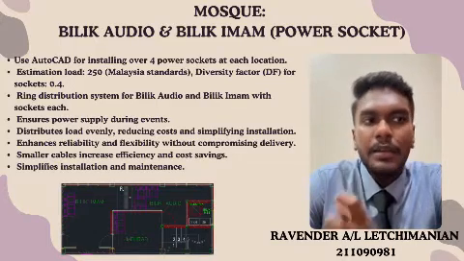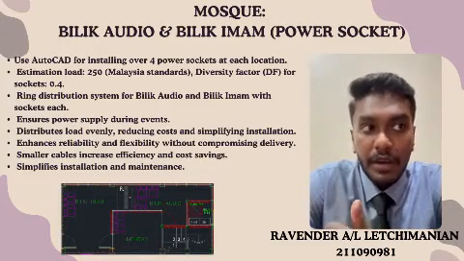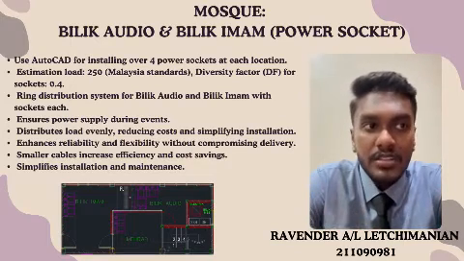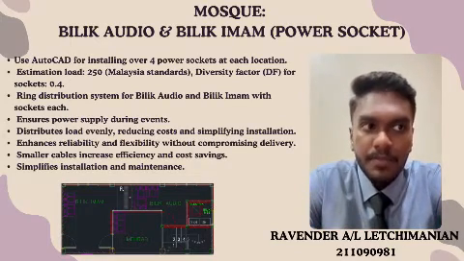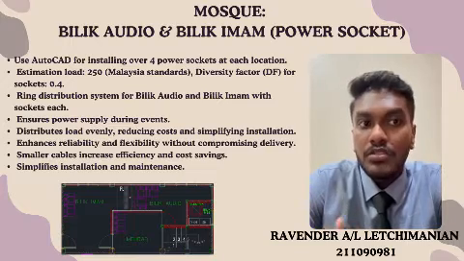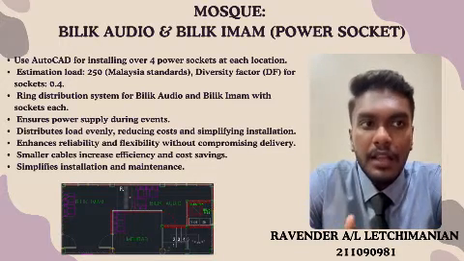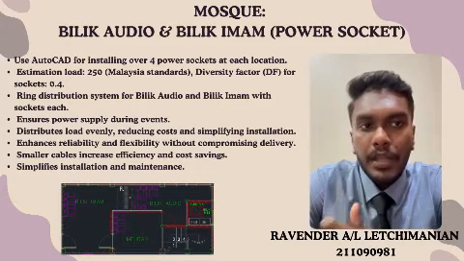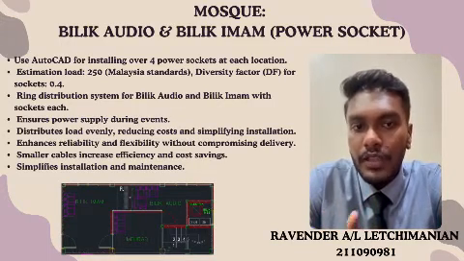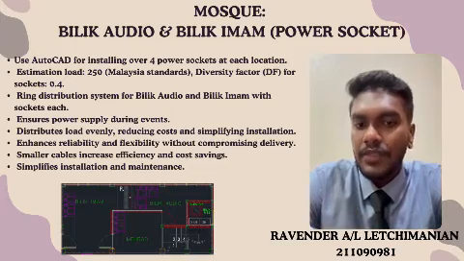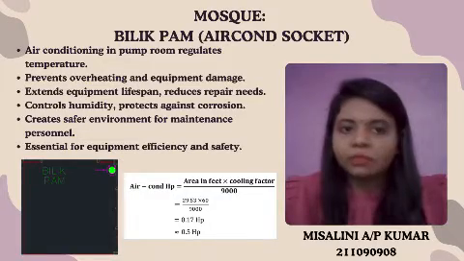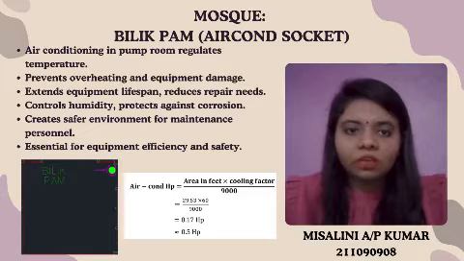Additionally, smaller cable increases the electrical efficiency by reducing the resistance and energy losses, resulting in potential cost saving on the energy bills. Installation and maintenance are also simplified as smaller cables are easier to handle and manage. A ring distribution system optimizes the cable size, improves the load management, and boosts the efficiency and reliability of the mosque electrical system. Example is aircon socket for the Bilik Pump.